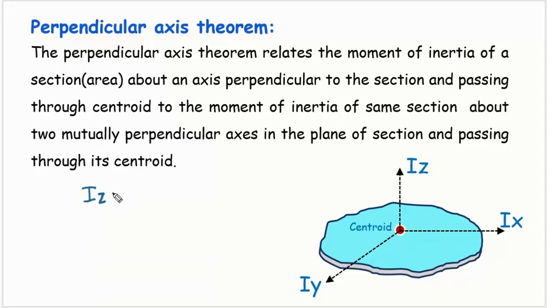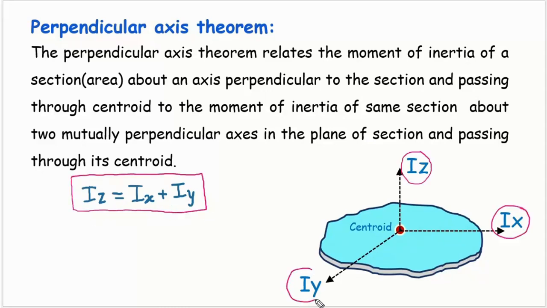So friends, according to perpendicular axis theorem, the moment of inertia of the section about this axis, that is Iz, will be equal to the sum of moment of inertia about two mutually perpendicular axes passing through the same point and they are in the plane of the section. So it means Iz equal to Ix plus Iy. So this is the final outcome of perpendicular axis theorem. So this is a straightforward understanding of perpendicular axis theorem. So we shall see some examples where we are going to use the perpendicular axis theorem.